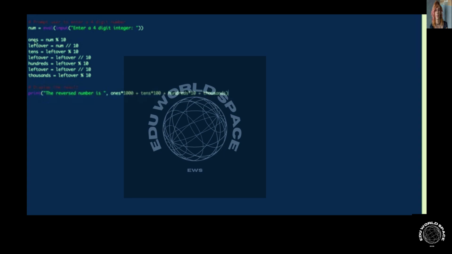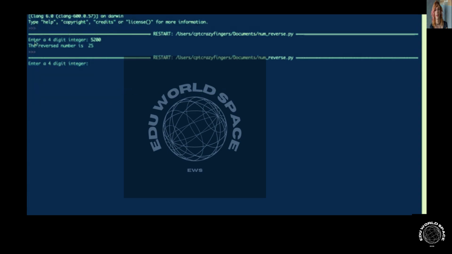So that should be everything we need, and I already have the file saved. I've got to save it again and run it. So let's enter 3125. And there we have 5213.